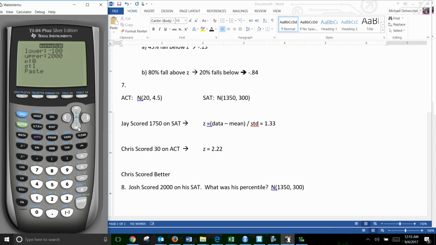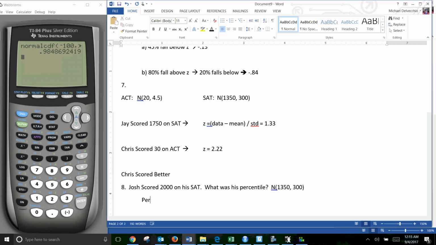And then here, because we're not dealing with standardized, we're going to put the mean in of 1350 and a standard deviation of 300. Okay, we'll go ahead and paste that in, and we'll get the percentile is 0.984. I guess we'll round that up to a 9. So that means 98. She did better than 98% of the students.